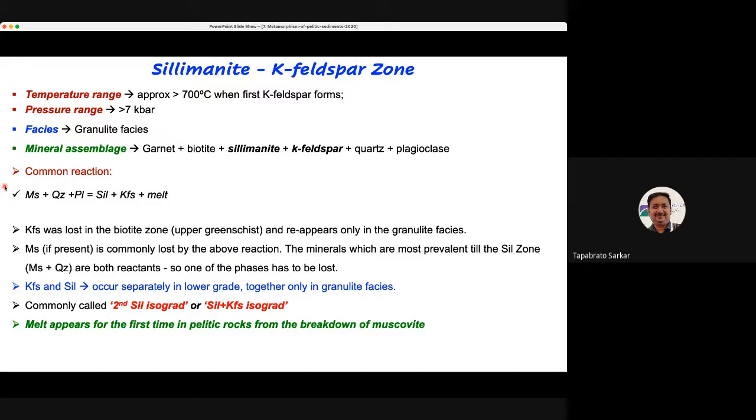Obviously, as I said previously a few times, the muscovite may be completely lost. Muscovite is always a reactant, but this reaction takes place only if there is excess muscovite left. How much muscovite is left depends on the bulk composition. If the rock was initially rich in muscovite, then muscovite can still stay at this point. Now, the question is, if the muscovite has already been consumed, will sillimanite and K feldspar not appear together?